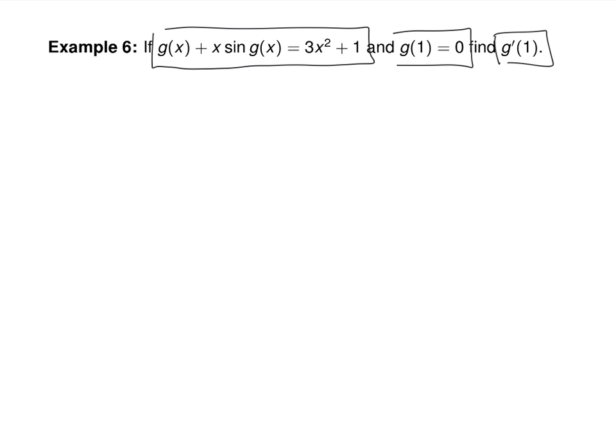From the beginning, I just said g of x equals y. Do you guys want to do that? Just do y equals g of x, like this? So then it becomes y plus x sine y equals 3x squared plus 1. Does that seem okay? And then it's just like the ones we just did, right? So take the derivative of both sides.